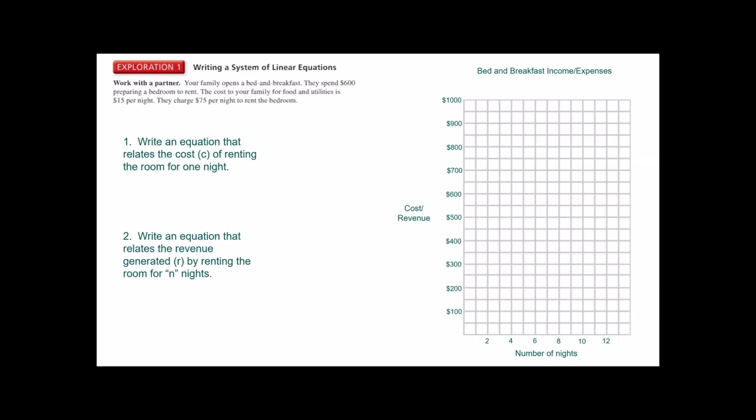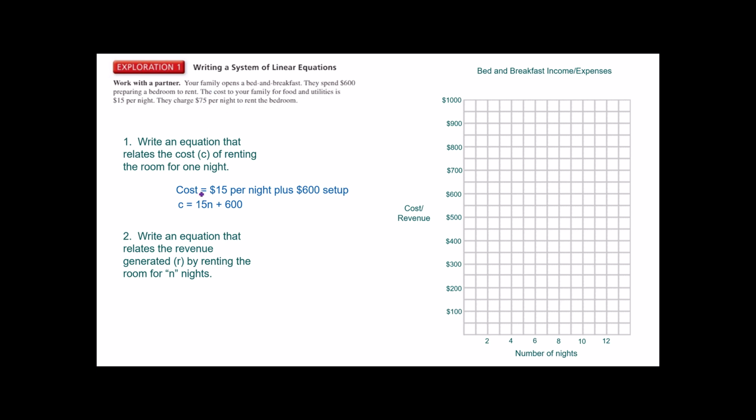The last thing that can possibly happen is these could be given to you as application problems. Notice it says your family opens a bed and breakfast. They spend $600 preparing a bedroom to rent. The cost to your family for food and utilities is $15 per night. They charge $75 per night to rent the room. This story has two different pieces. It has a cost relationship.